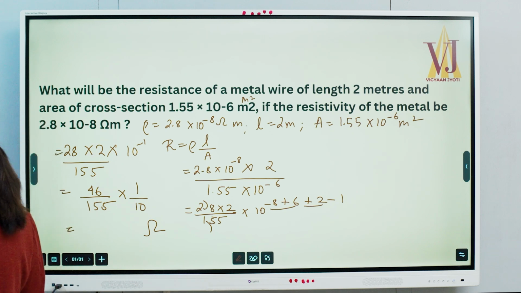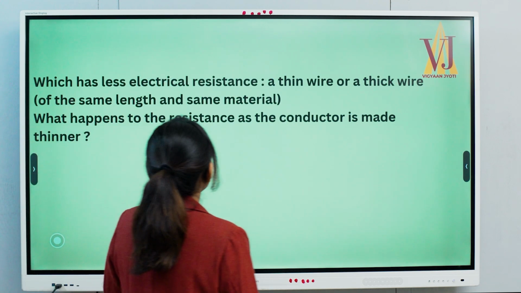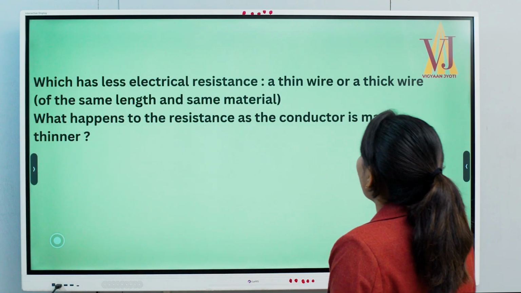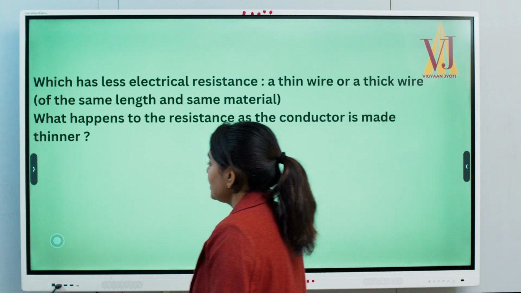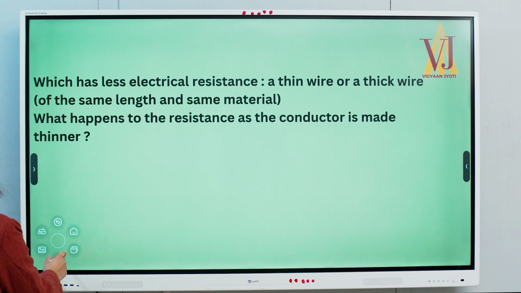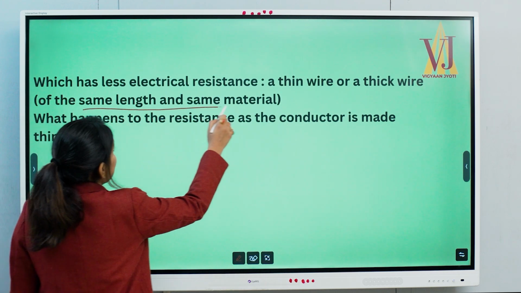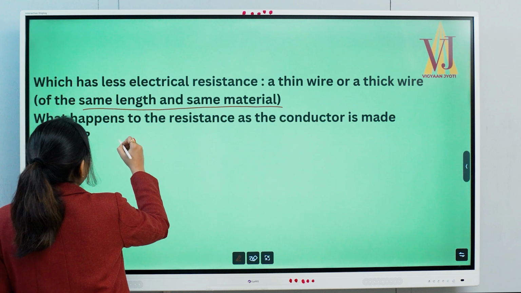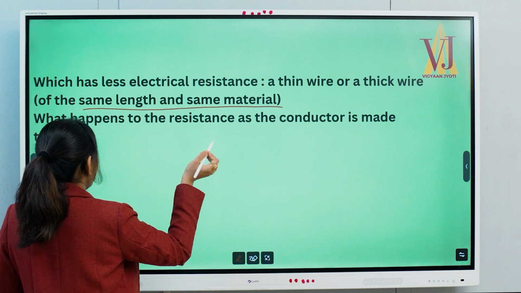That's all. Okay, now next question. Which has less electrical resistance, a thin wire or a thick wire of the same length and same material? This is a very important observation that you need to see, that it is of the same length and same material. Fine. So L and this one is the same. So we are talking about a thin wire and a thick wire where the length is the same.